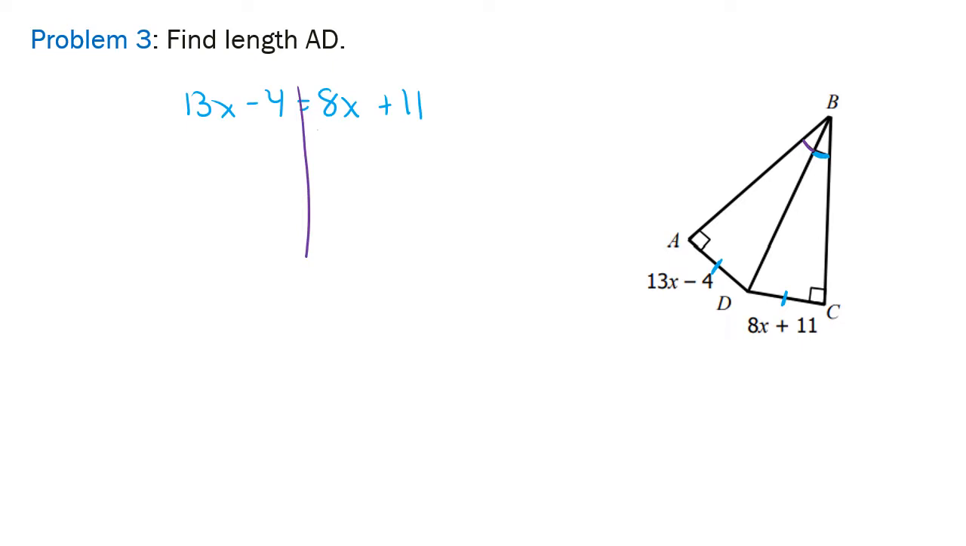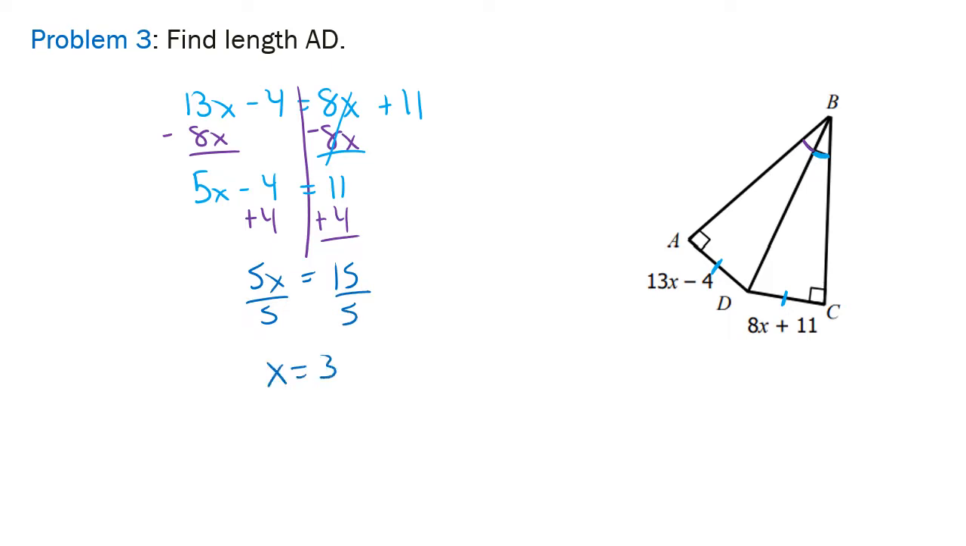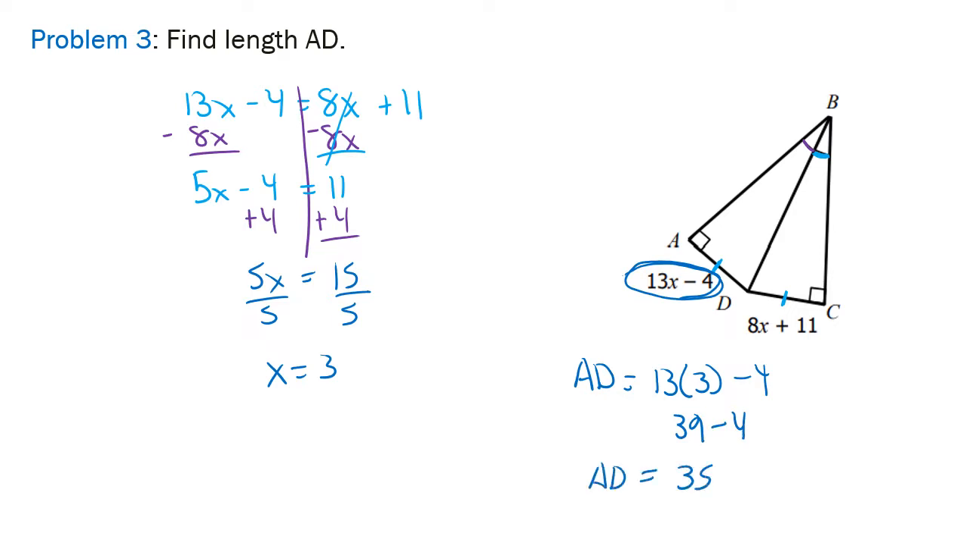I'm going to subtract the 8x over to where the 13x is, and I'm going to get 5x. I'm going to add the 4 over to the 11 to get 15. Divide by 5, and x is 3. It wants to know the length of AD, so I'm going to plug it into that expression. So 13 times 3 minus 4. So 13 times 3 is 39. Minus 4 is 35 for AD.